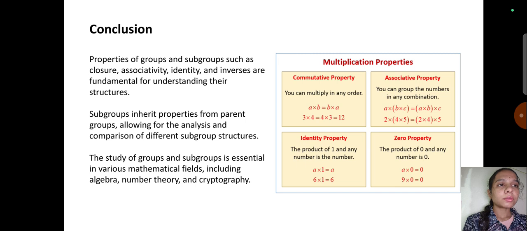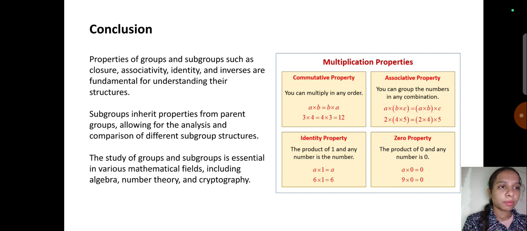And second property, associative property, you can group the numbers in any combination. For example, (a × b) × c = a × (b × c), and in numbers (2 × 4) × 5 = 2 × (4 × 5). And this is about the associative property. And next, identity property, the product of 1 and any number is the number itself, called the identity property. For example, a × 1 = a, and 6 × 1 equals, you obviously know, 6.